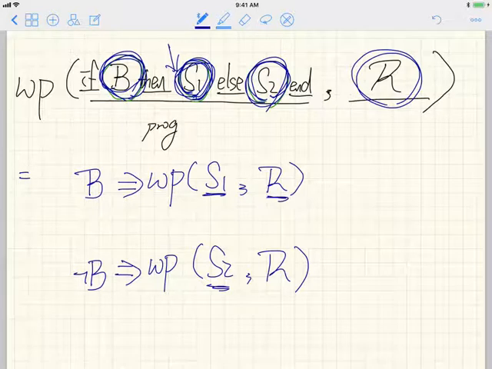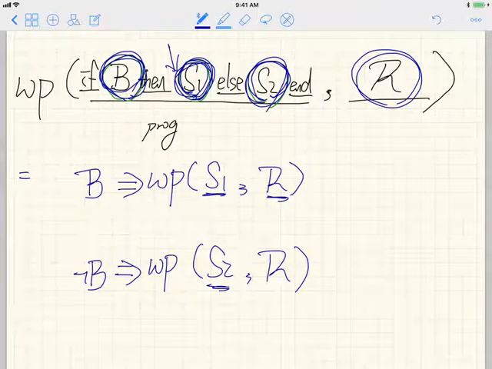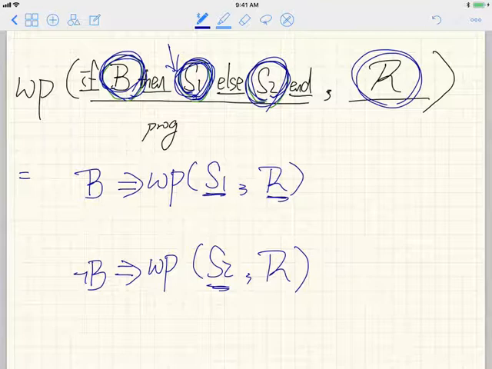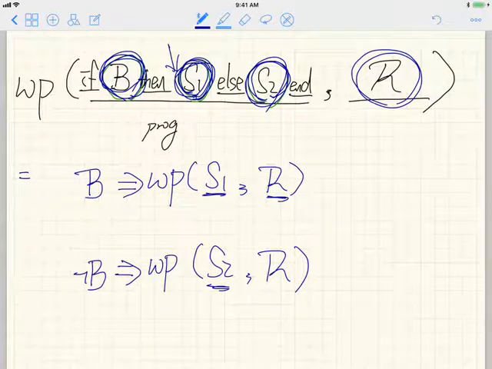Now, how do I link these two things together? What kind of logical operator should I use? I've got two choices for you: either conjunction or disjunction. It should be a disjunction? It should be a disjunction. Okay, let's try that first.